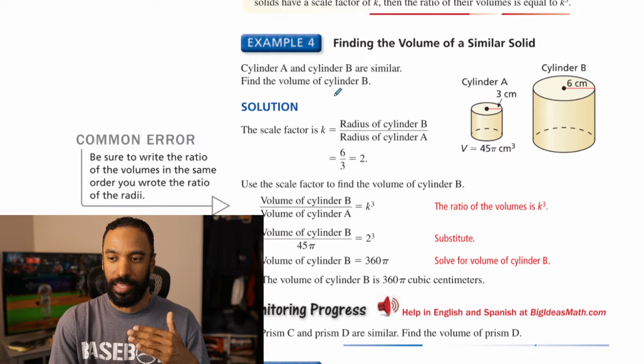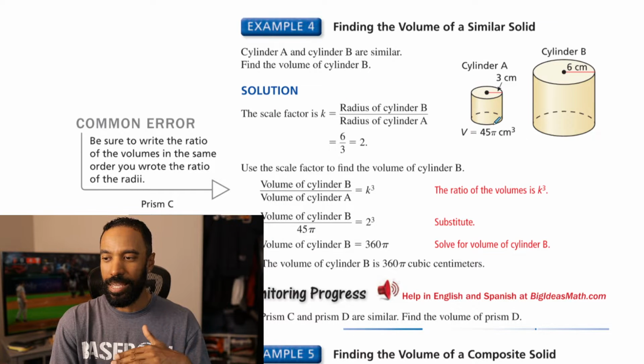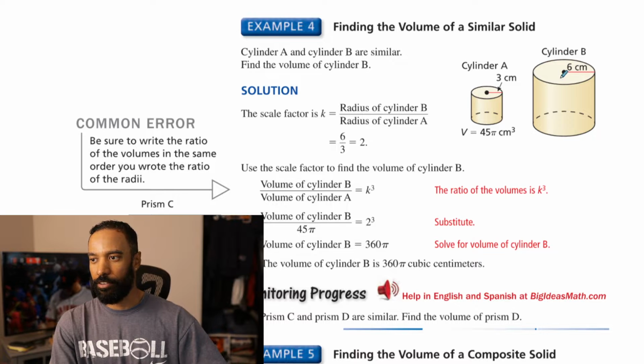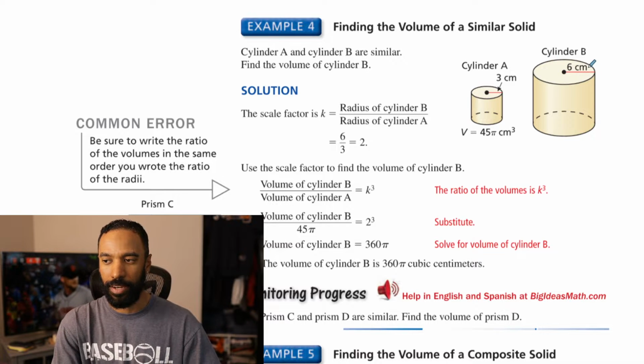So I think we're going to see that in this instance here. Cylinder A and B are similar. Find the volume of cylinder B. Notice that they don't give you enough information to say, well, what's the height? How do I find its volume?